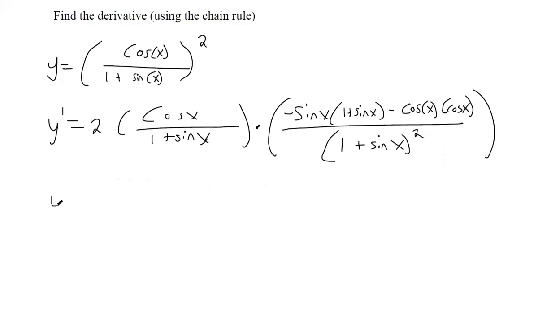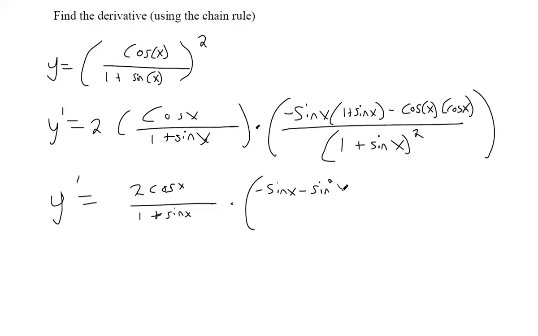That's our derivative. It's just ugly right now. The calculus part's done. Now we just need to clean it up. So I'm going to multiply that 2 inside here. This is 2 cosine x over 1 plus sine of x. And then if I clean this up in here, I'll distribute that negative sign to both terms inside the parentheses. So that's negative sine of x minus sine squared x. And then cosine times cosine makes cosine squared x. And all over the denominator squared.